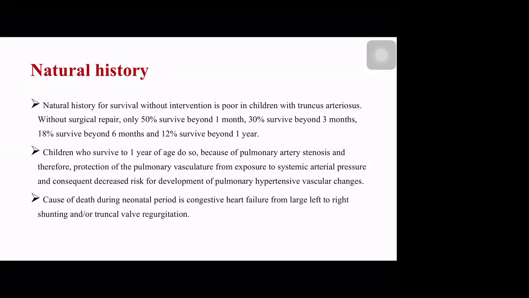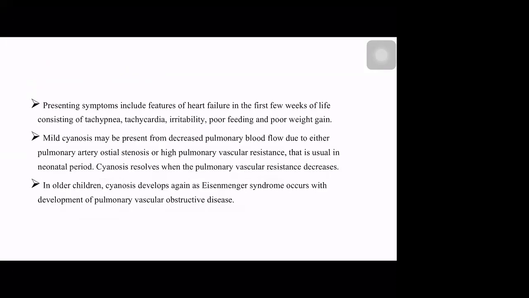And therefore, protection of the pulmonary vasculature from exposure to systemic arterial pressure is important, with consequent decreased risk for development of pulmonary hypertensive vascular changes, that is pulmonary vascular obstructive changes. Cause of death during the neonatal period is congestive heart failure from torrential large left-right shunt or significant truncal valve regurgitation. Presenting symptoms include features of heart failure in the first few weeks of life, consisting of tachypnea, tachycardia, irritability, poor feeding, and poor weight gain.